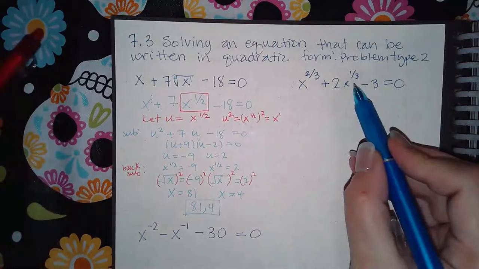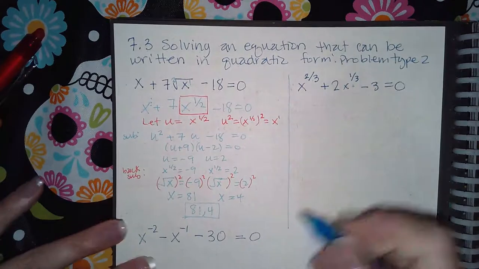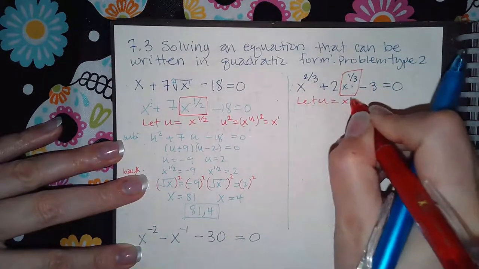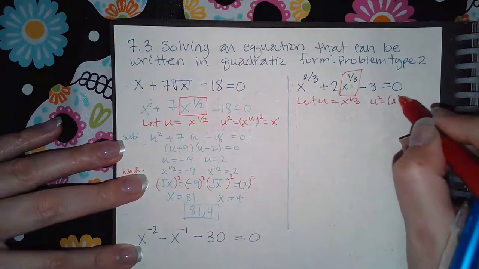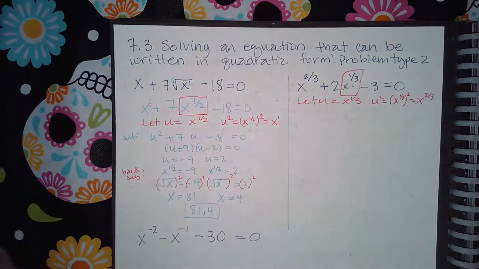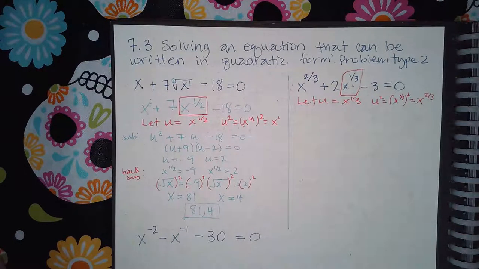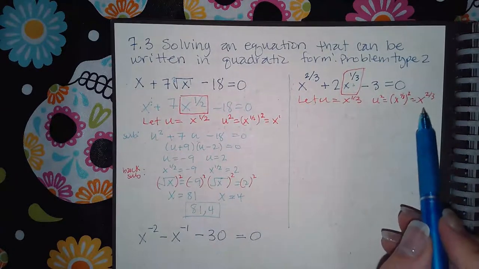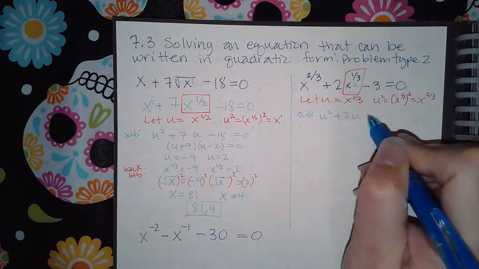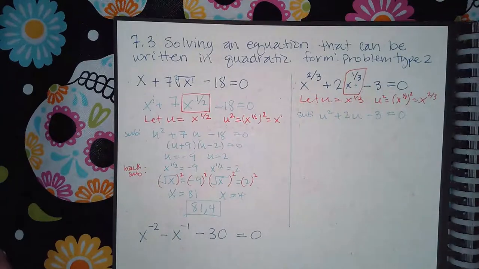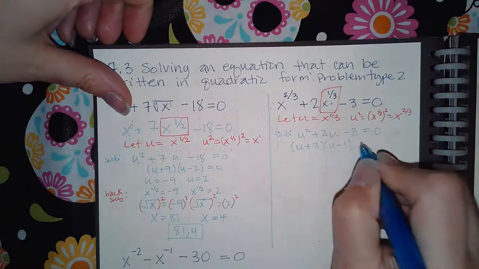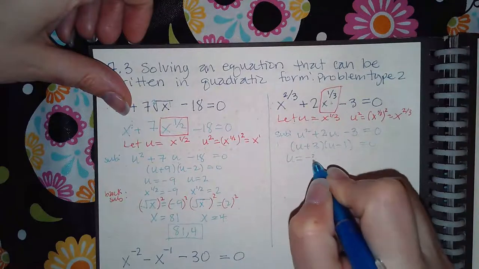Now over here, if I look at this exponent and I double it, I do get 2/3. So I'm going to say that this variable expression part is going to be the u. So let u equal x to the 1/3. And if I square it, I get x to the 1/3 squared. If I multiply those, I get x to the 2/3. So what we get here is this guy will become u squared. We'll have plus 2u minus 3 equal to 0. And then we can factor this into u plus 3 and u minus 1. When I set each factor equal to 0, I get u equal to negative 3 and u equal to positive 1.